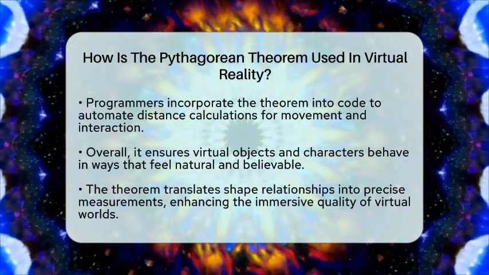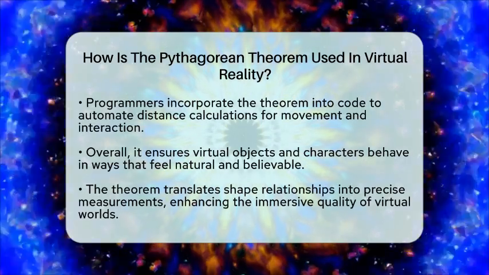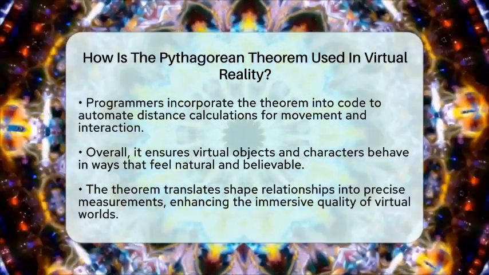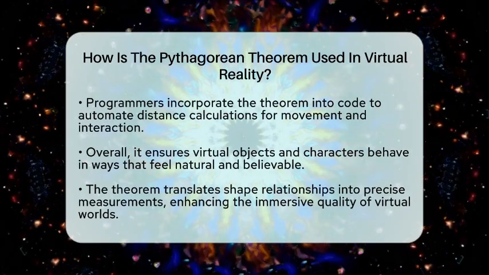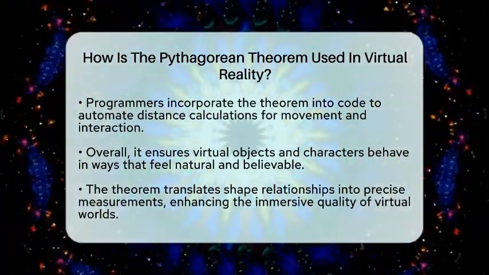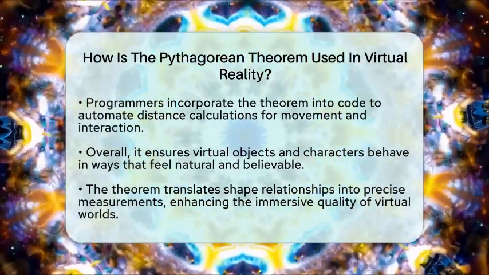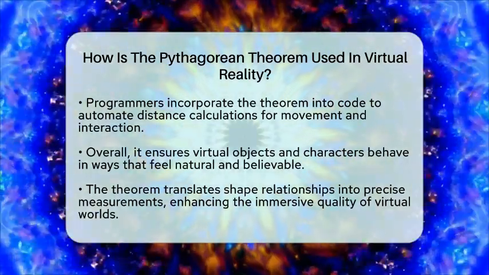In short, the Pythagorean theorem is a key tool in virtual reality. It helps translate the relationships between shapes, angles, and distances into exact measurements. This makes virtual worlds feel real, interactive, and believable, providing users with an immersive experience that mimics the real world as closely as possible.